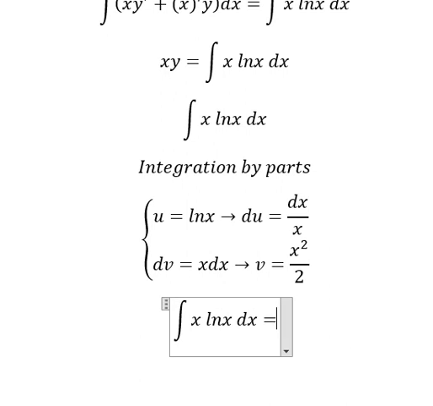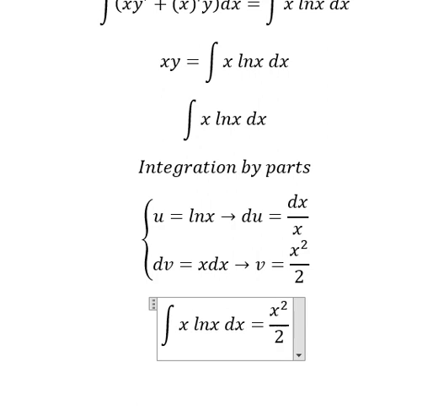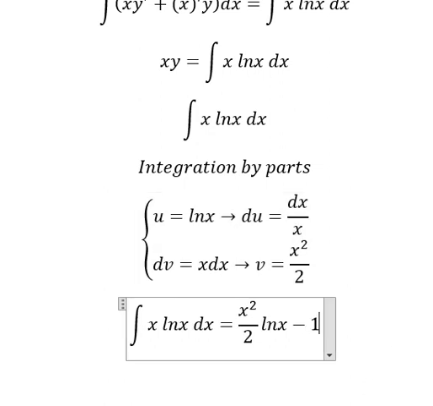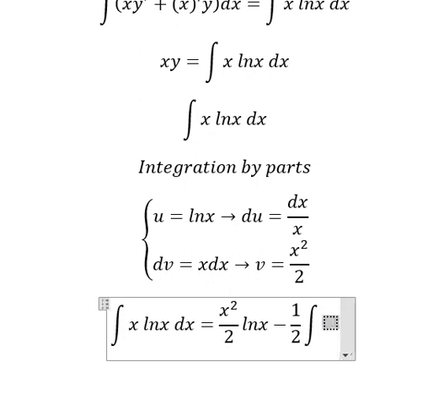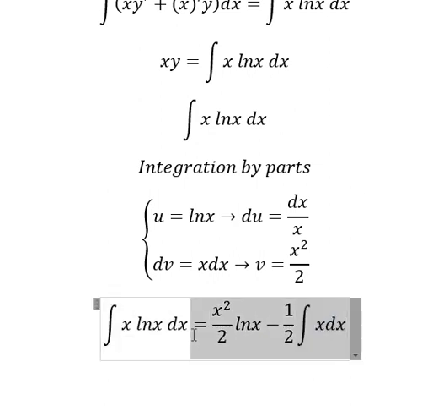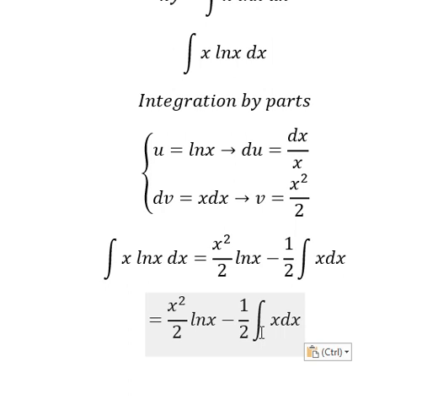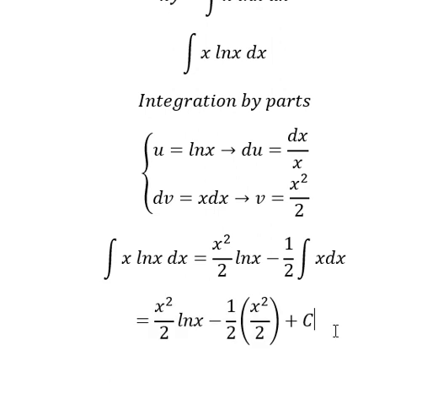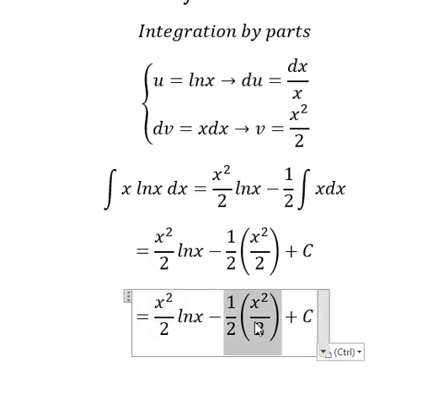So this one we have u multiplied by v minus the integral of v du. So x squared divided by x, you got x. So the integration of x, that is x squared over 2. So 2 and 2, we have 4.